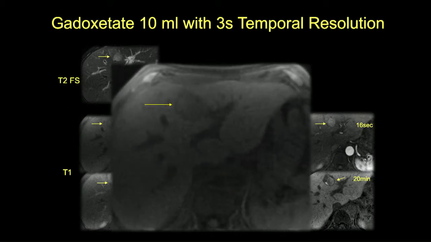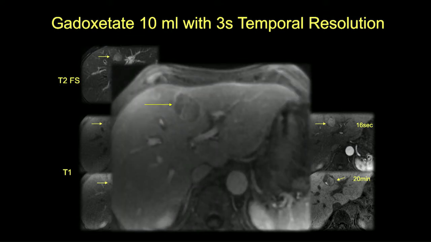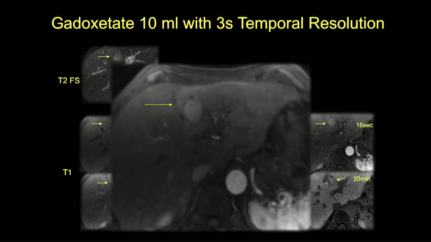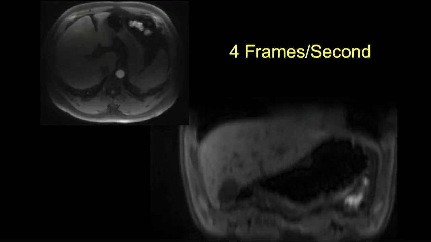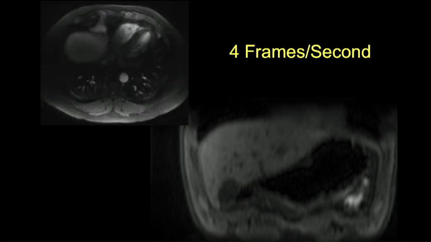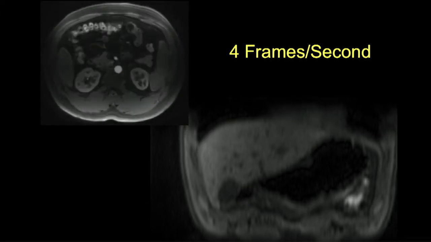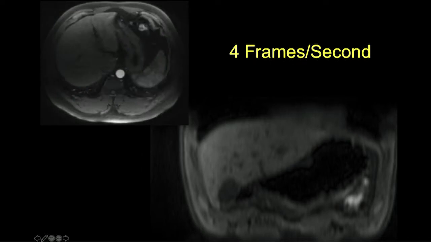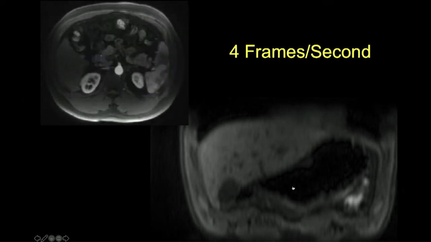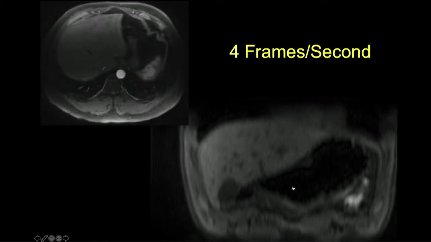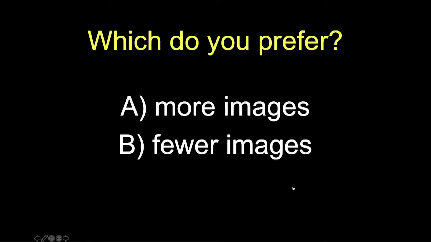Here, playing the dynamic MRA as a time series, you can see this hepatocellular carcinoma. This is a slide that Liz already showed, also from Pascal, in which we see that same data set, instead of reconstructed at 3 seconds per frame, reconstructed at 4 frames per second. Now, one problem that emerges is, which do you prefer? More images or less images?